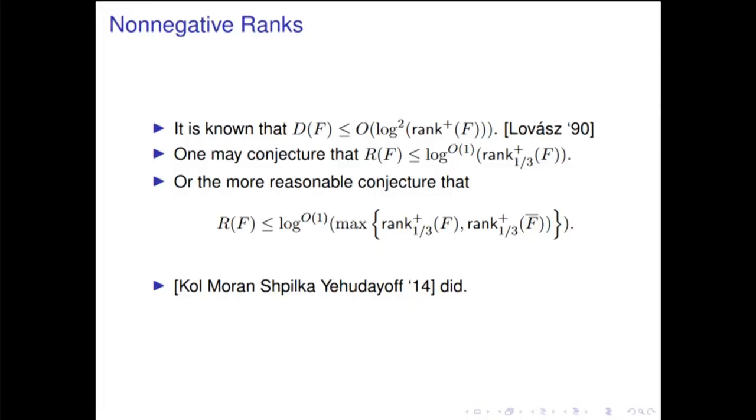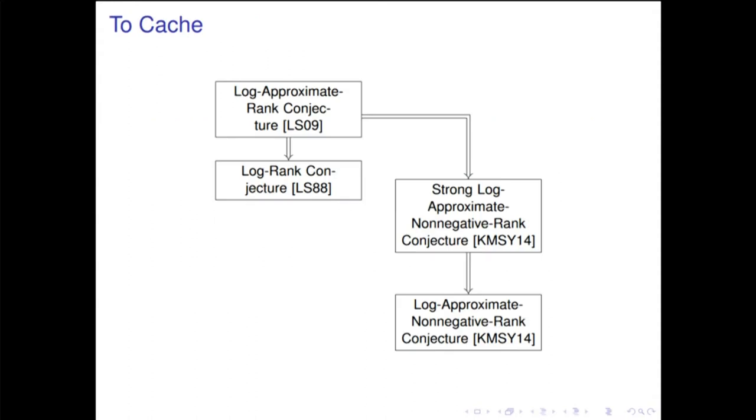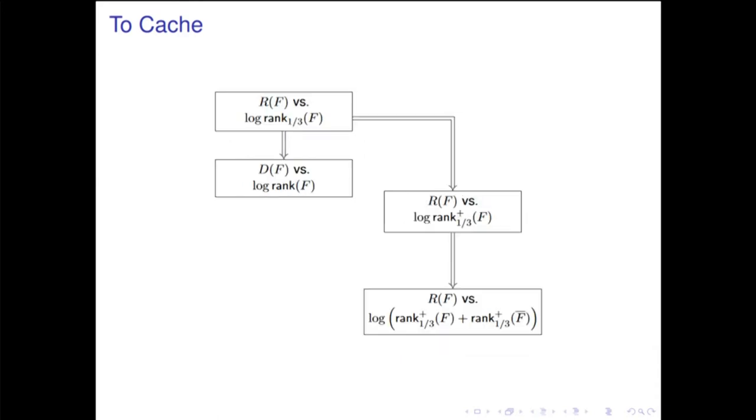So we've got 3 conjectures. Let's just cache this knowledge for now. This is the communication complexity portion of the talk. We have the log approximate rank conjecture, which implies the log rank conjecture. And we have the non-negative variants, which are that R of F is order log to the constant approximate rank, and this more reasonable variant. All right. So now let's move to XOR compositions.